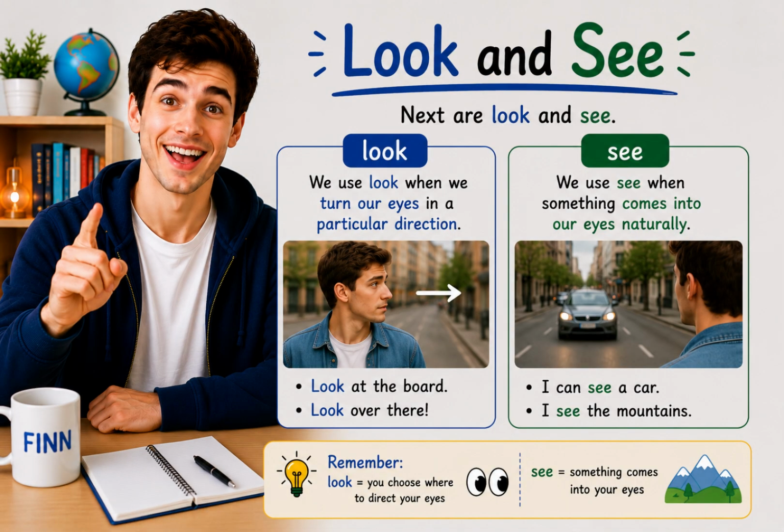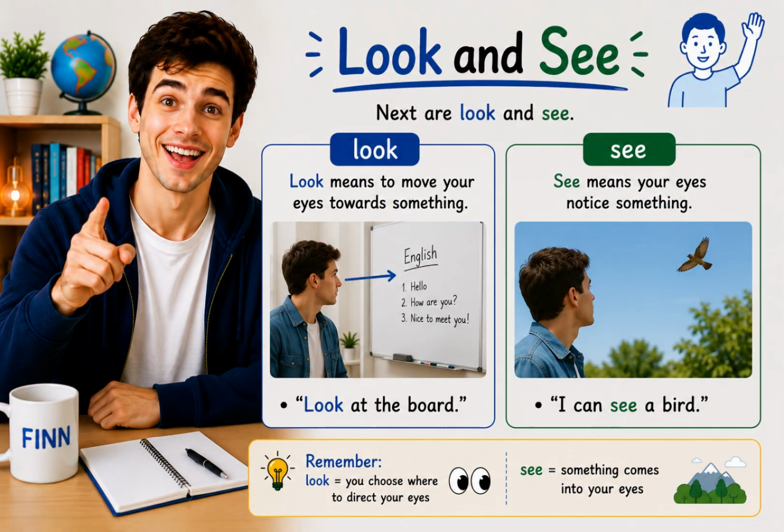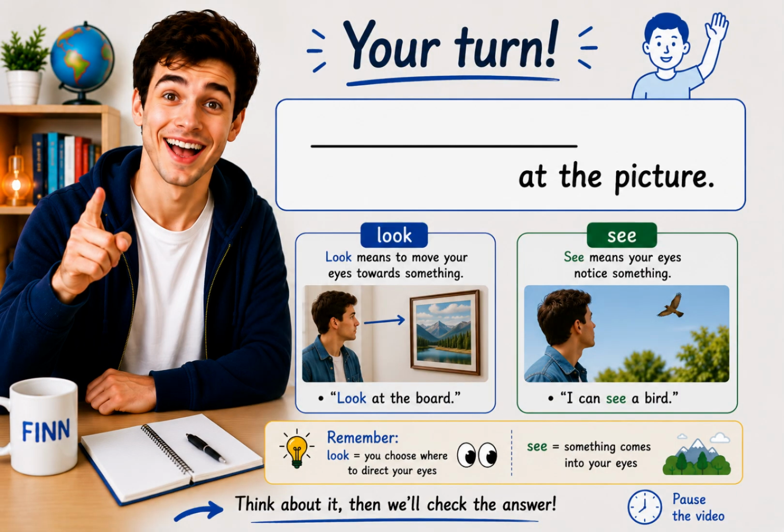Look and see. Next, look and see. Look means to move your eyes towards something. Look at the board. See means your eyes notice something. I can see a bird. Your turn. What word goes in the blank space? Answer, look. Did you get it right?